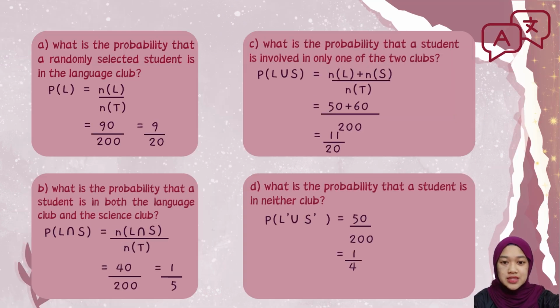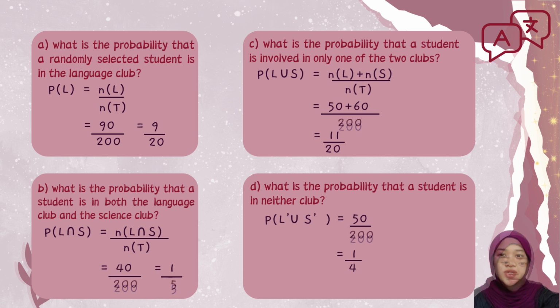Okay, for A question, what is the probability that a randomly selected student is in the language club? So we just use the probability formula. So probability of L is equal to number of students in language club over number of total students, and we got 9/20. Next, what is the probability that a student is in both clubs? So we just use this formula: probability of L intersect S equals number of students in both clubs over number of total students.